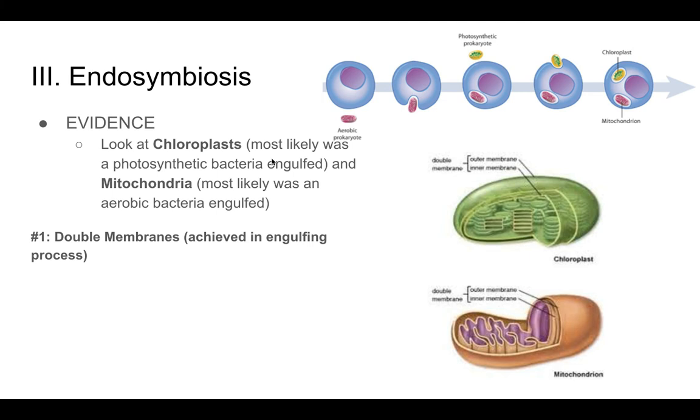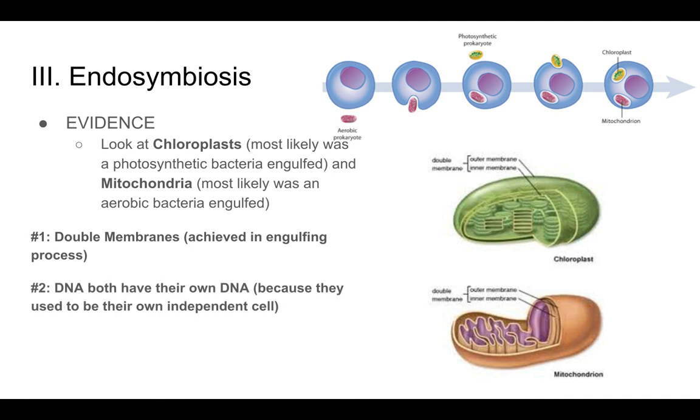So the fact that there are double membranes, that points back to, hey, a long time ago, the inner membrane was the original prokaryote's membrane. And then through the process of endosymbiosis, when it got put into a vesicle and brought in, it created this outer membrane, giving us two.